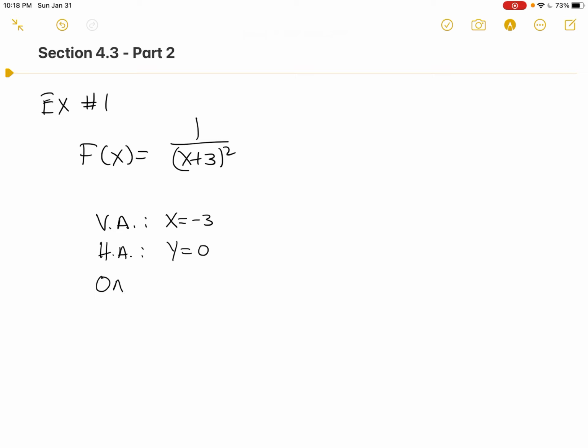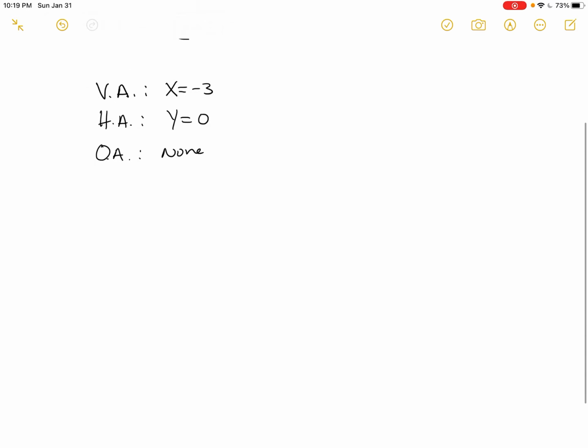Oblique asymptote, it has none, right? If it has a horizontal, it can't have an oblique, because the only way it has an oblique is if the degree of the numerator is 1 higher than the denominator. And so I'm just going to write none in there for emphasis, and I think you're actually going to have to choose that.